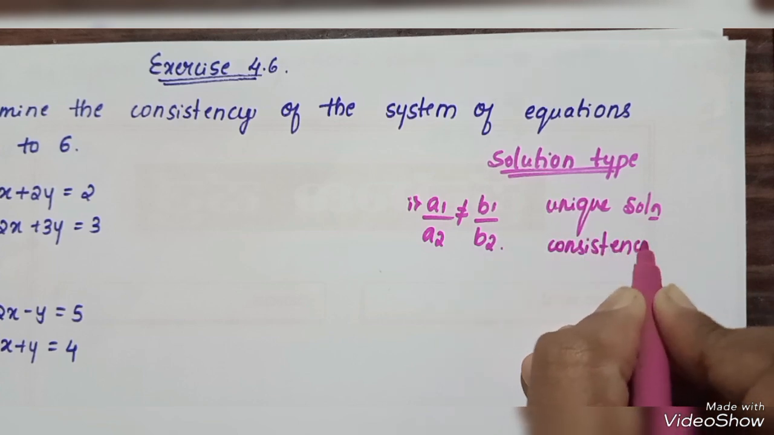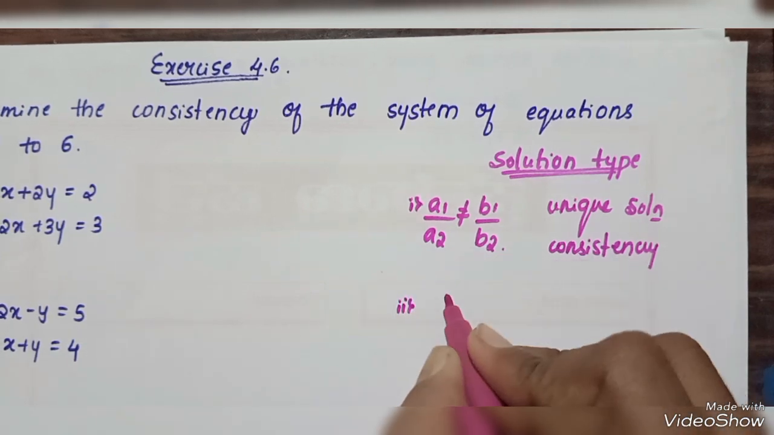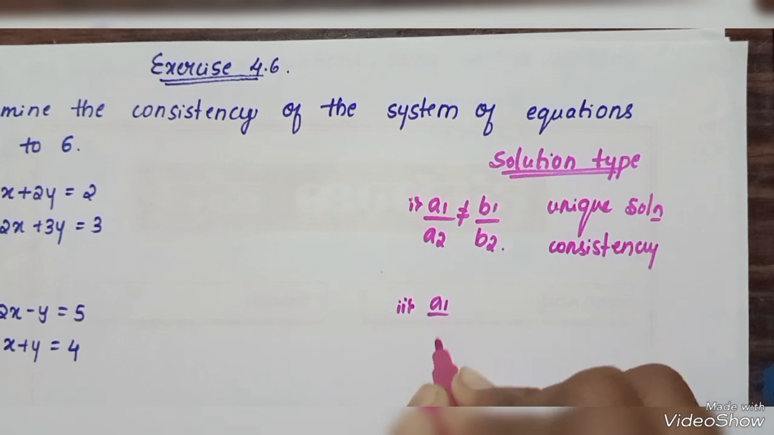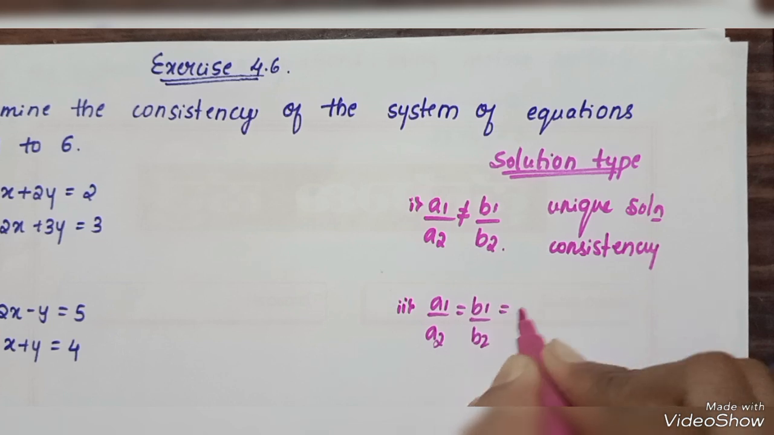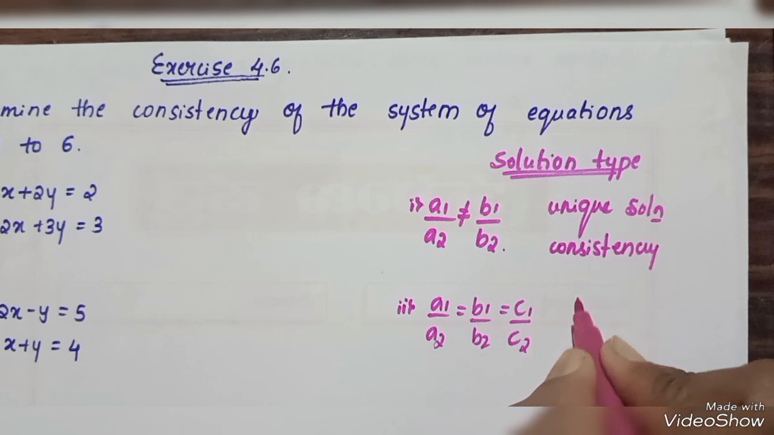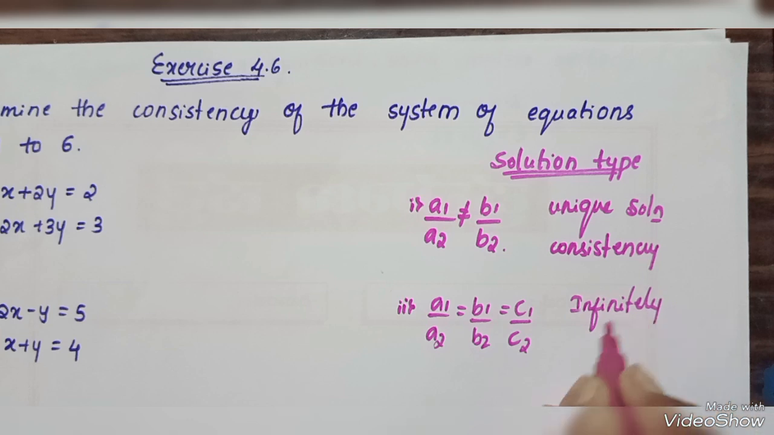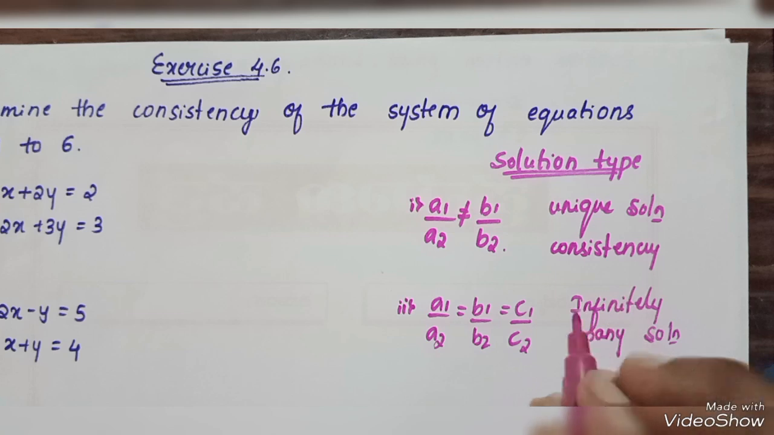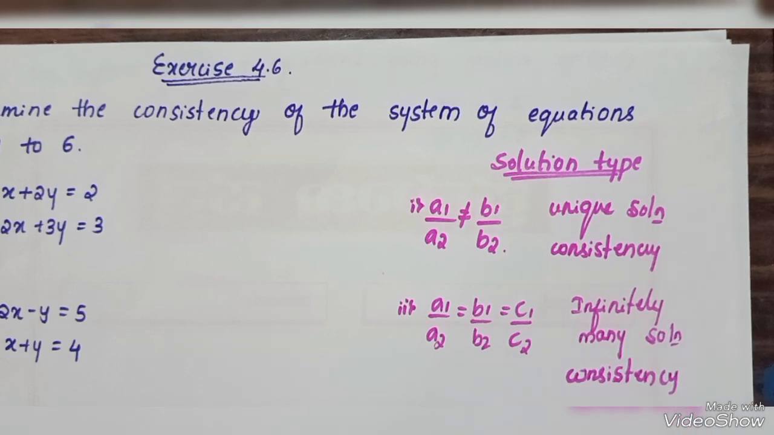We get consistency. For the second type, a1 divided by a2 equals b1 divided by b2 equals c1 divided by c2. When this condition holds, we have infinitely many solutions. Here also we get consistency.